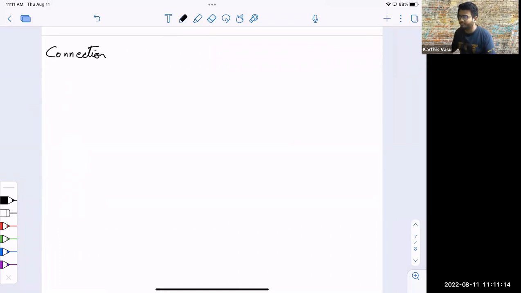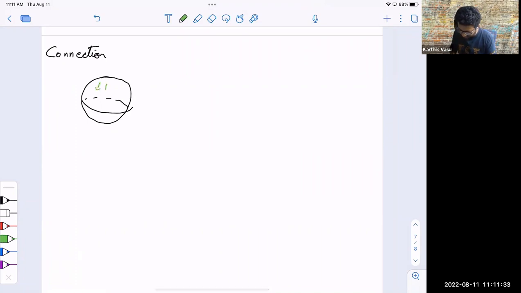Okay. So what is a connection? So if you have a manifold, let's say a sphere this time, and you're given vector fields on it. Vector fields are just like arrows on your manifold. What you can do is take any C infinity function on the sphere and differentiate it according to the vector field. Basically, that means doing directional derivatives.